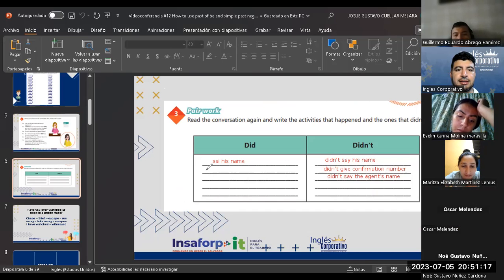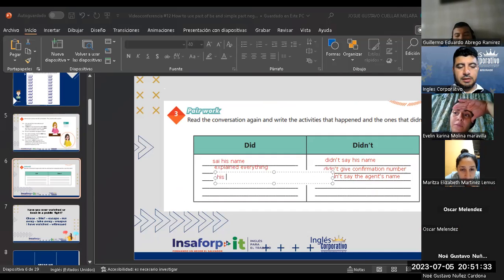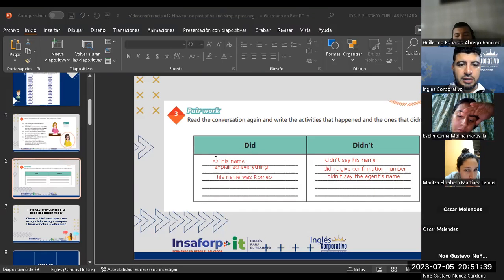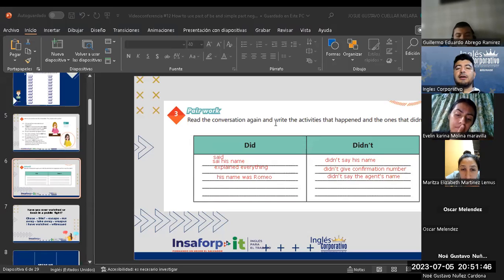As Maritza mentioned, explain everything, and yeah, his name was Romeo. Okay, thank you. Aquí en la primera es con una D, said, yo me equivoqué, así. Okay, well, this is part of, thank you, my friends, this is part of the things that did happen, cosa que sí pasara, and didn't happen, okay?